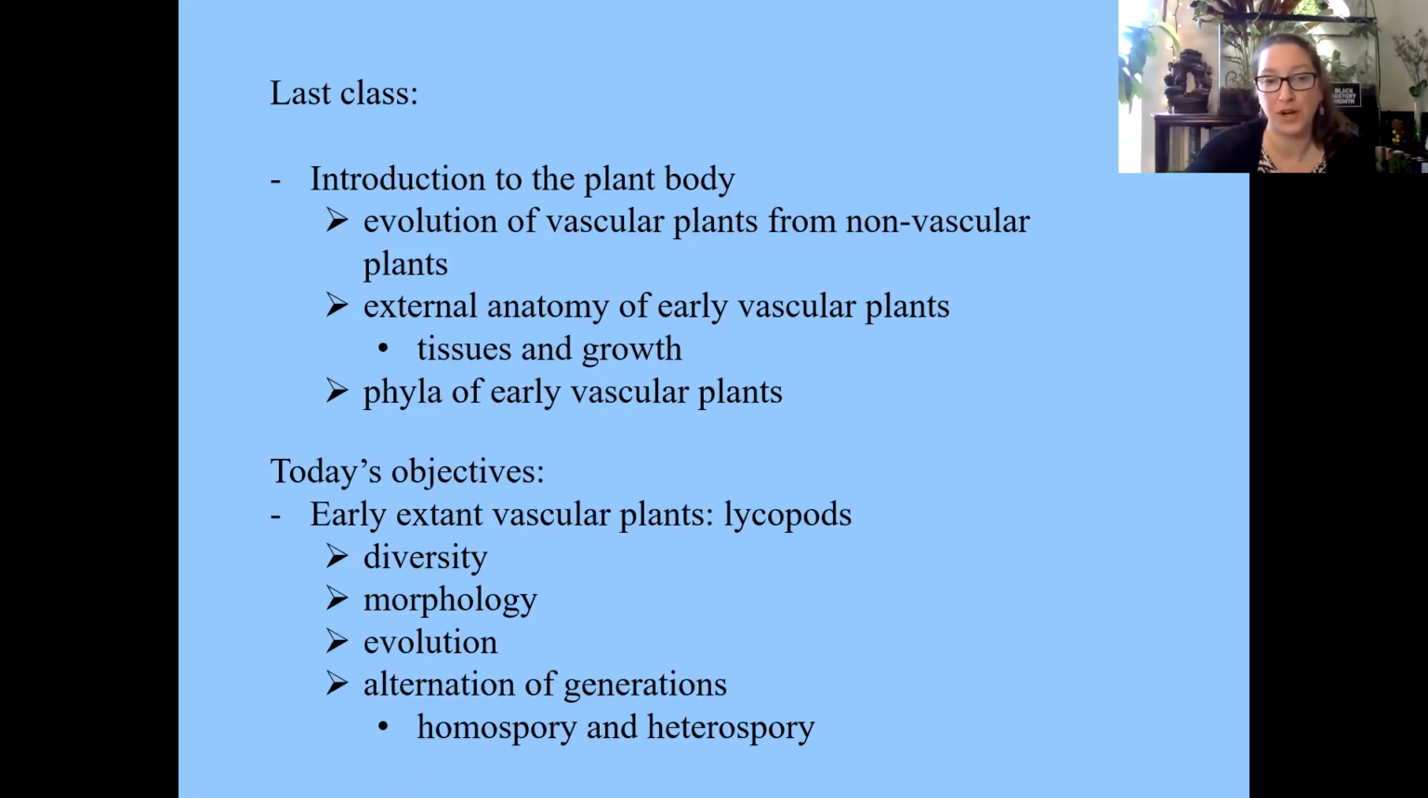Today, I want to highlight these terms, homospory and heterospory, which are core concepts of the course. And so we're going to really talk about that today.